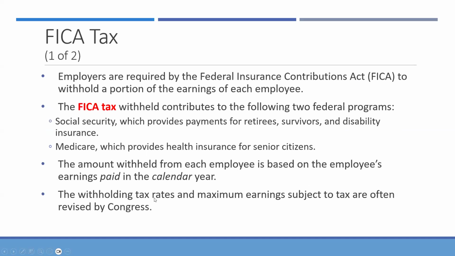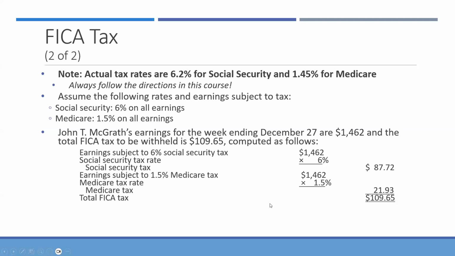Additionally, there is a cap, a maximum earnings subject to tax for Social Security, but not for Medicare. Some CEO could be making $1 million a year. They're still going to have to pay 1.5% Medicare tax on all the earnings. Social Security tax is capped. In 2025, it's about $176,000. If the employee makes more than $176,000, then this stops getting taken out at that point.